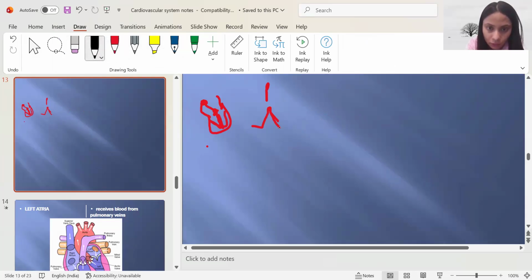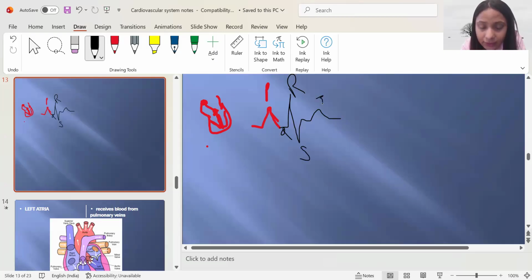From here, you will see a positive QRS complex, and then you have a T wave. So you have the P wave, then Q, R, S, which is the QRS, and T. PQRS denotes your ventricle contraction. When the current moves from your SA node to your bundle of His and Purkinje fibers, it forms a graph.